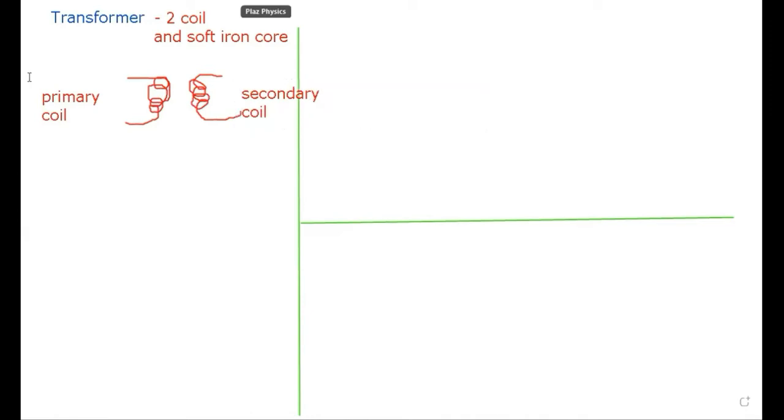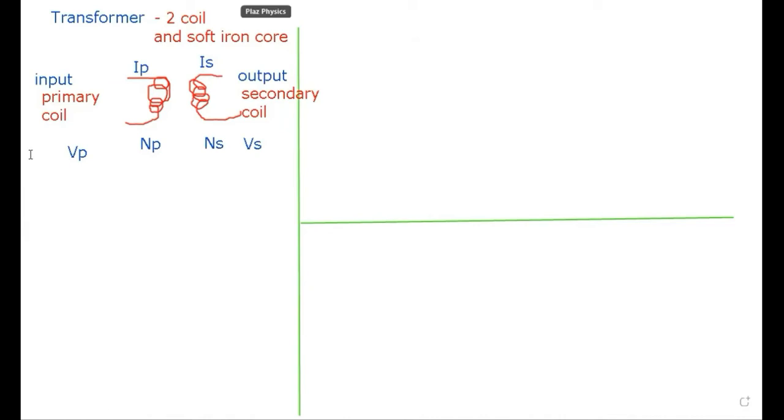Okay, so this one we can say input. Primary is input, secondary will be output. Then we have voltage, so VP here, VS. Voltage for primary, voltage for secondary. Then number of turns, because the coil has many turns. So this one is number of primary turns, number of secondary turns. Okay, then what else do we have? The current in the primary, current in the secondary.